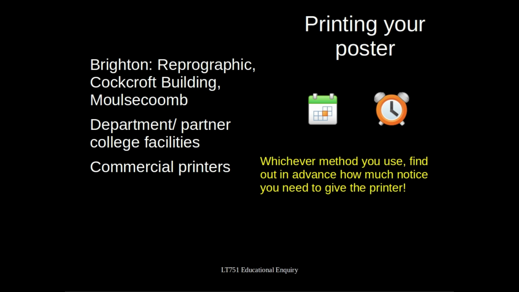In Brighton, you can get your A1 poster printed at the Reprographics Centre in the Cockcroft building at Mulscombe campus. Elsewhere, there may be facilities in your partner college, or you should be able to find a commercial service to print your poster. Whatever option you take, contact the printer well in advance to make sure that you are aware of the lead times. You don't want to be in a position where you cannot print your poster because you have not given the printer sufficient notice of your requirements.